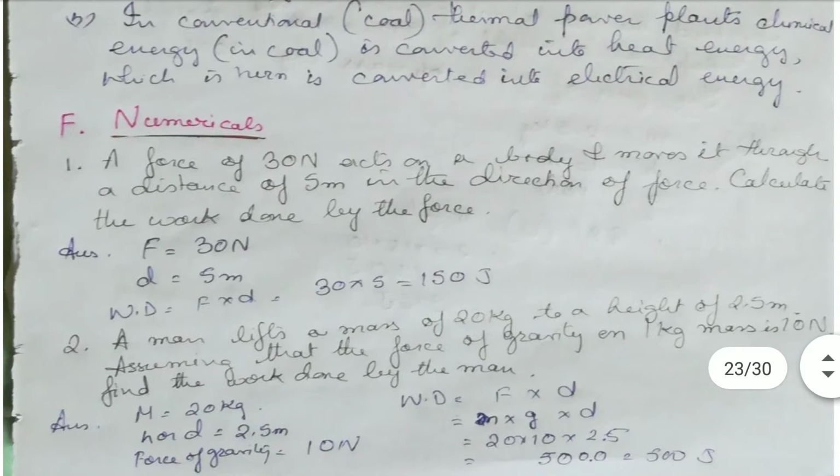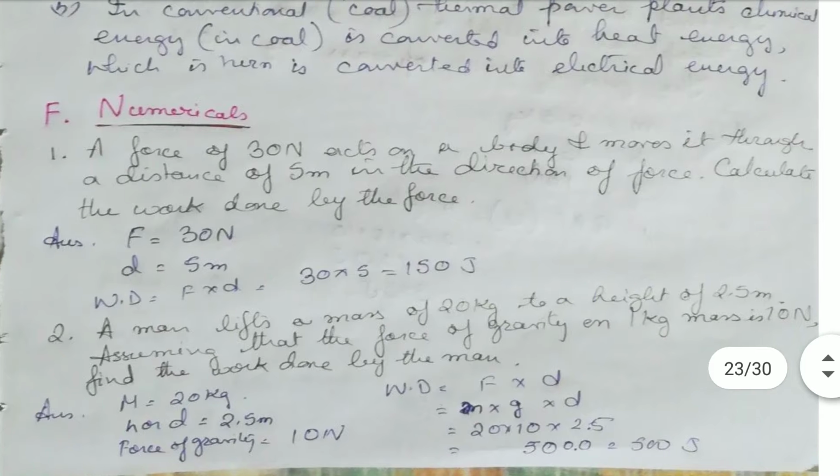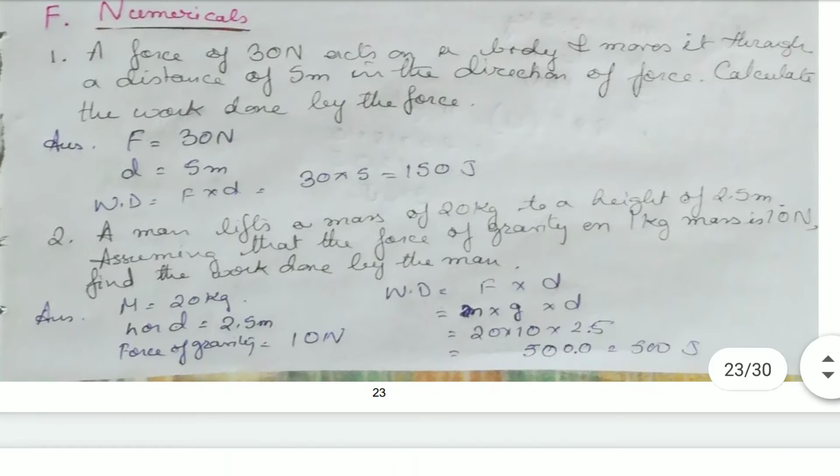Now we come to the numerical section. A force of 30 Newton acts on a body and moves it through a distance of 5 meters in the direction of the force. Calculate the work done by the force. Force is 30 Newton and distance is 5 meters. So work done is equal to force into distance. So 30 into 5, that's 150 joule.